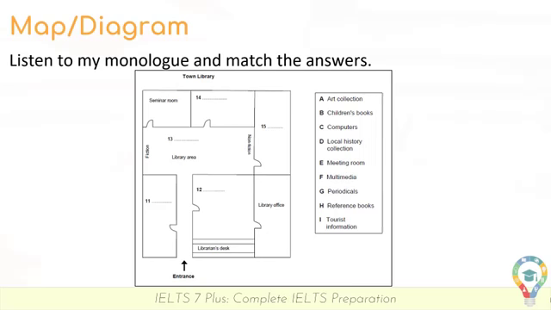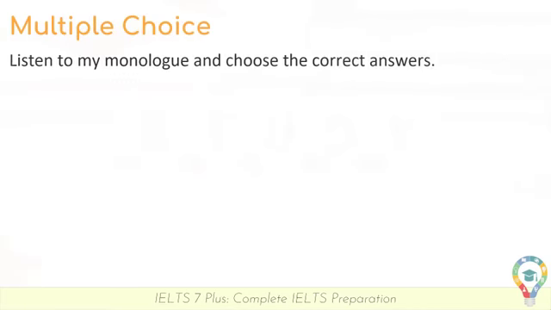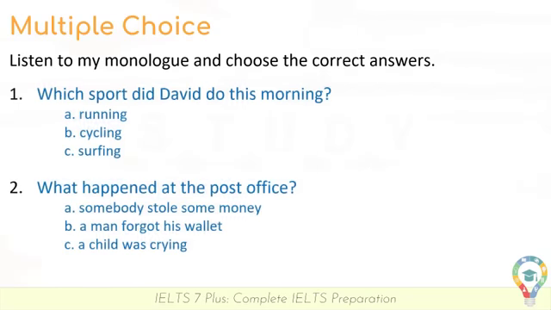So there you can see in the audio that room 11 is the meeting room. So next to 11 you would write the letter E. Quite straightforward. Our next question type is multiple choice. So once again, listen to my monologue and choose the correct answers against the questions.